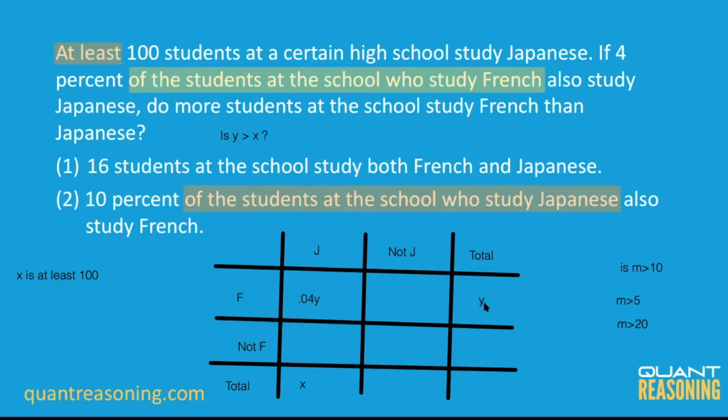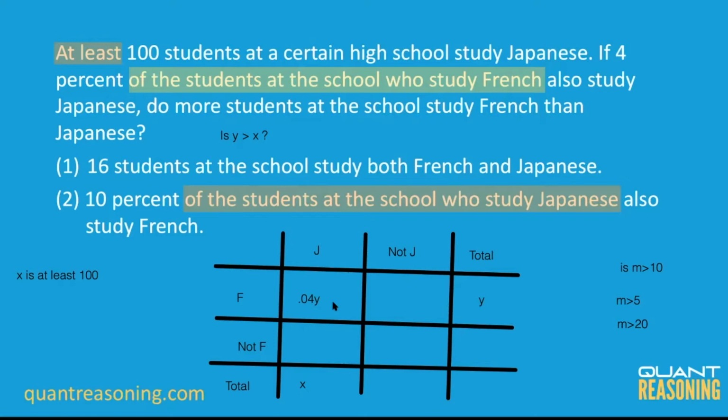We don't need to find the exact value of y, we just need to know which side of 100 it's on. And in this case, if you're told that 4% of something is 16, does that mean that that something has to be more than 100? Yeah, right. 4% of 100 would be 4. So 4% of what would be 16? More than 100. It would be 400.